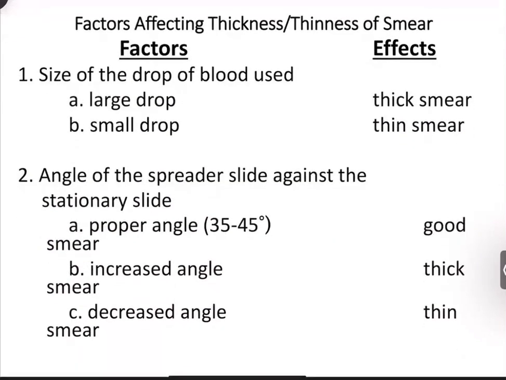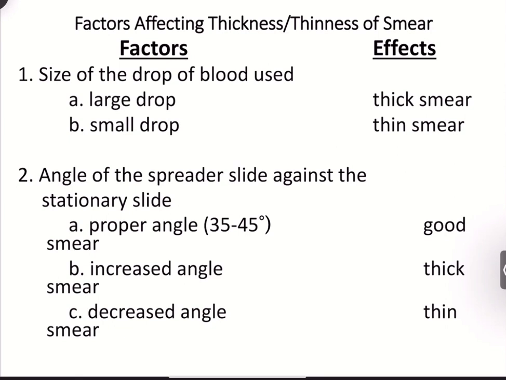Okay. There are factors affecting the thickness and the thinness of your smear. First, of course, the size of the drop of the blood being used. The larger the drop, the thicker the smear is. The smaller the drop, the thinner the smear. That's why we say that the drop of blood should be 2 to 5 millimeters to produce a good smear.